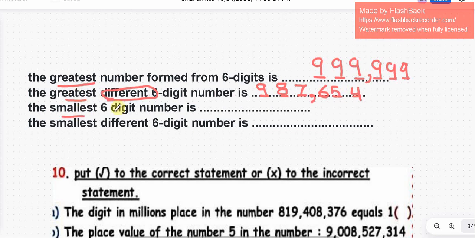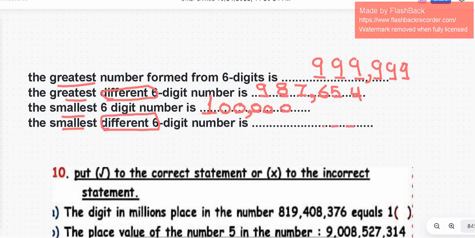The smallest 6-digit number, let's put 6 places. The smallest digit, Junior 4, is 0. But can we start a number with 0? Of course, no. I can start with 1, then 0. Now I want to put the smallest digit. The smallest digit is 0, so I'm gonna complete all of them with zeros. Okay, it's 100,000.